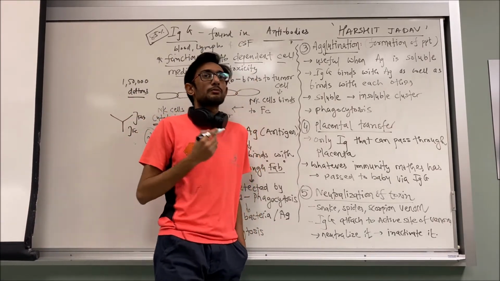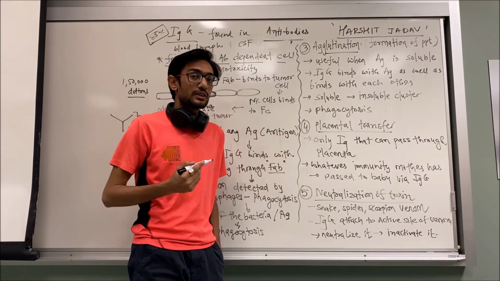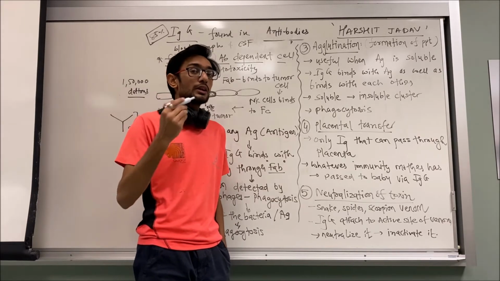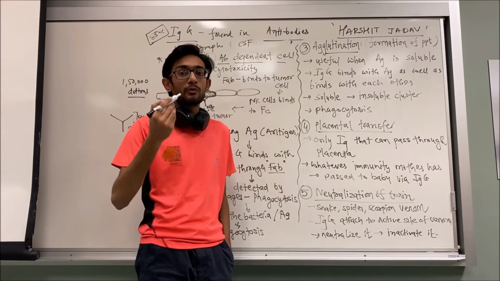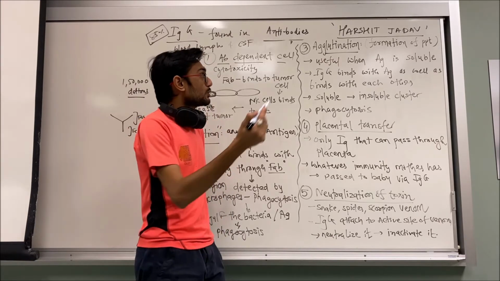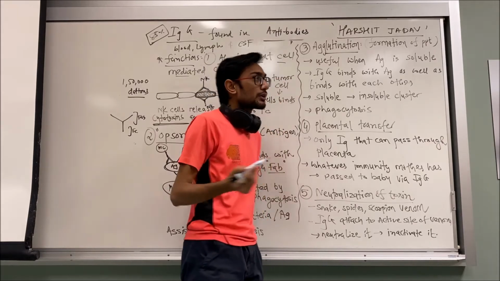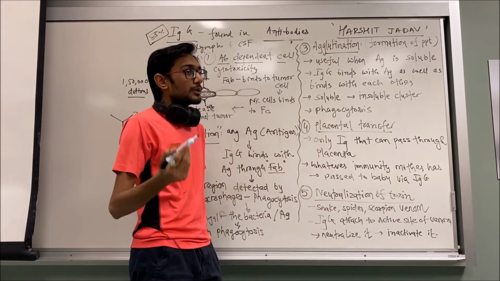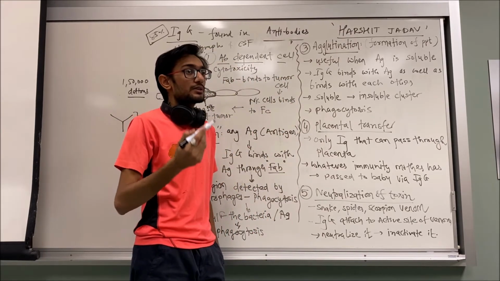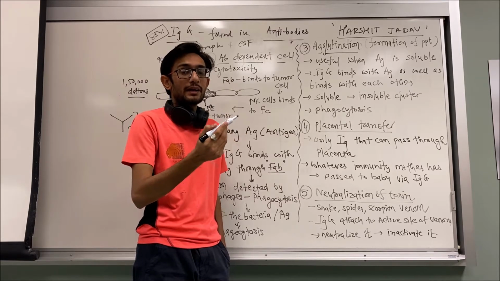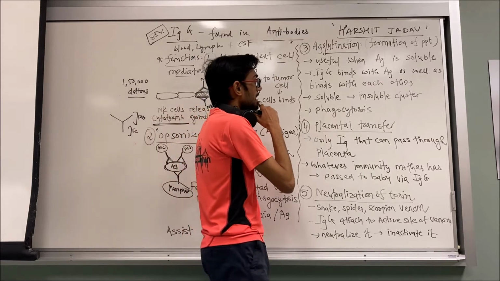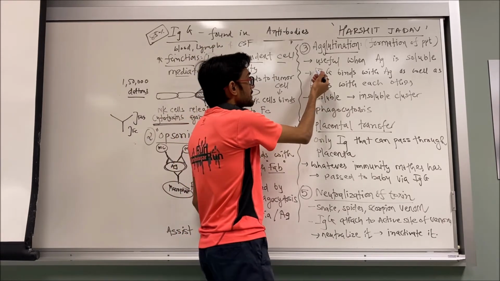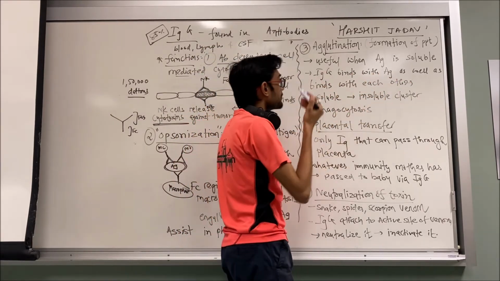Third is agglutination. This is also important because when we have an antigen which is soluble in blood or lymph, then how will we detect it or how will we do phagocytosis? So here IgG also plays an important role in agglutination, because IgG helps this soluble antigen become an insoluble antigen. Let's see how. So it is useful when the antigen is soluble.